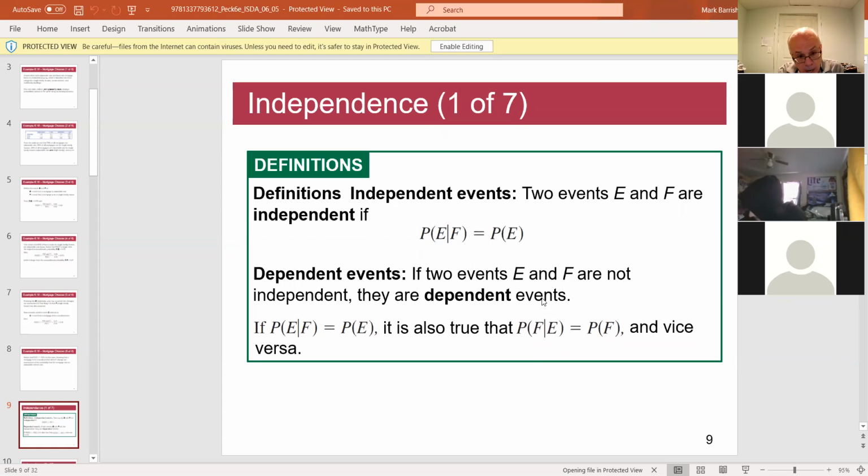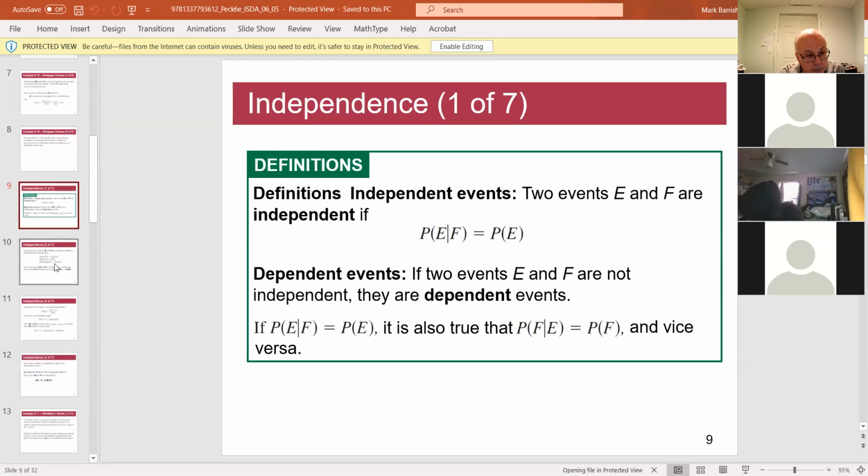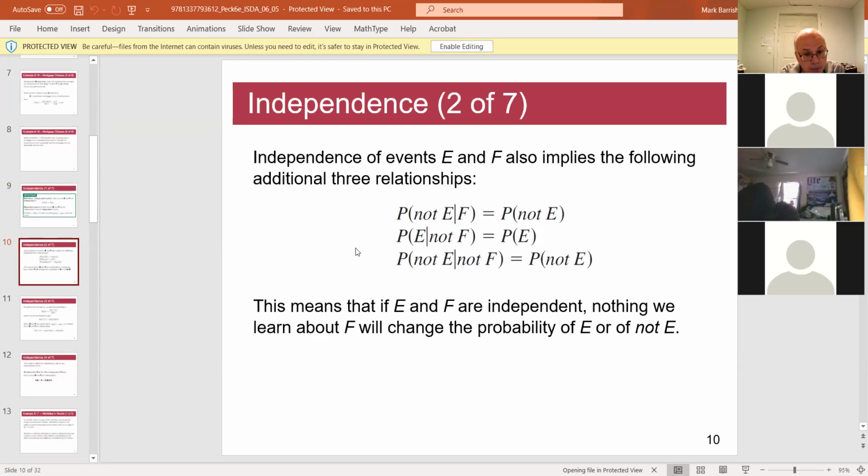Now, if two events are not independent, they are considered dependent. And that means this statement here would have a not equal sign. If they are dependent, the probability of E given F will not be equal to the probability of E. And if they're dependent, the probability of F given E would not be equal to the probability of F. All right, so that is something that is important and will be tested on in test number 2 and the final exam. I consider it very important.